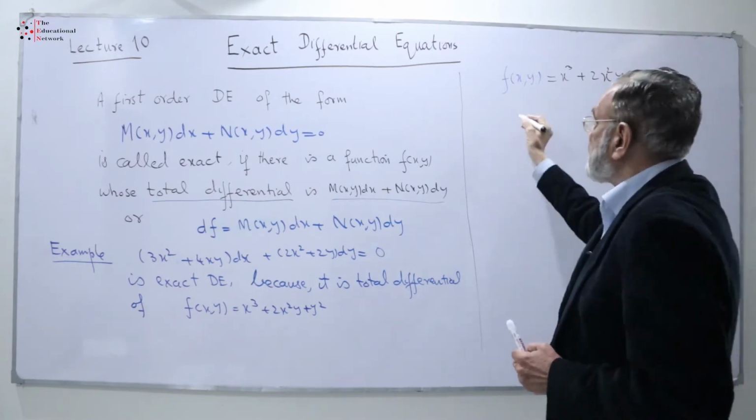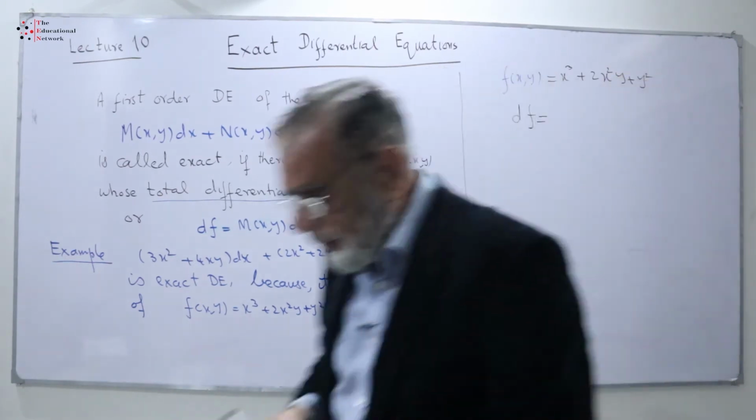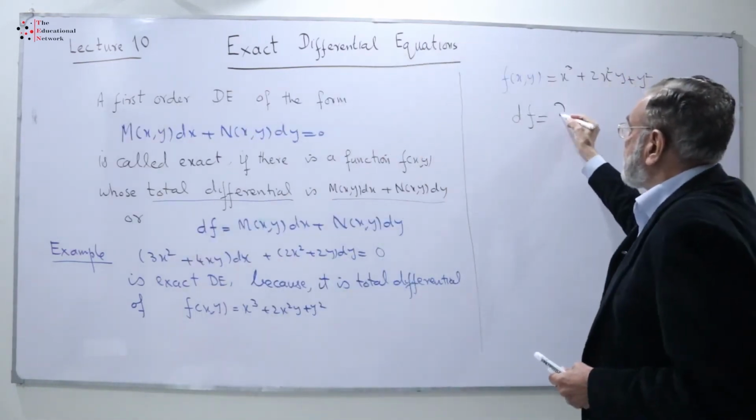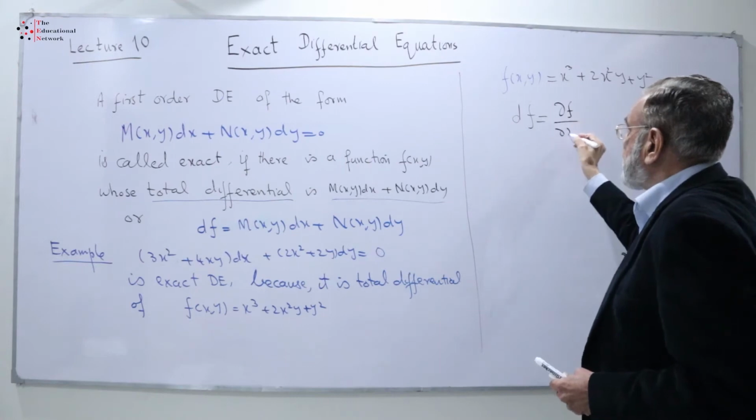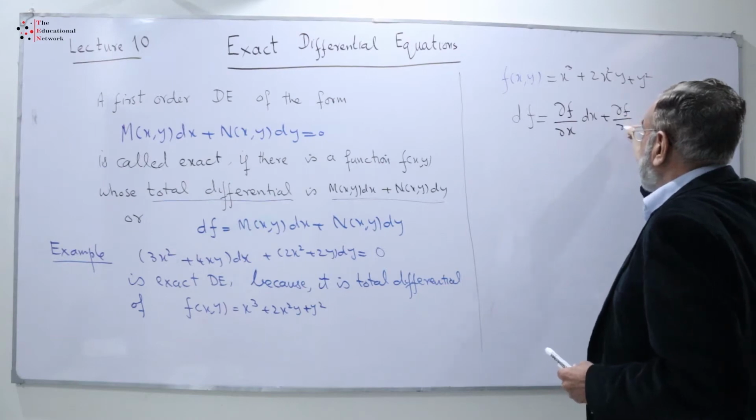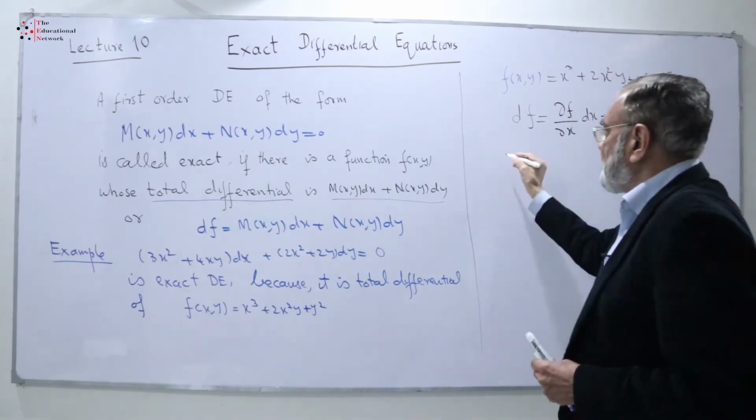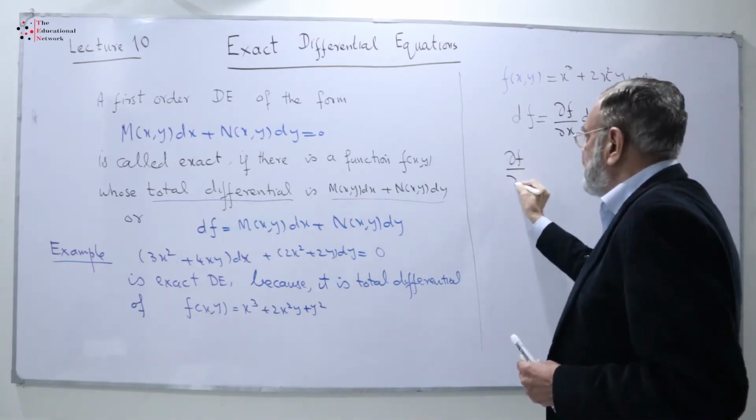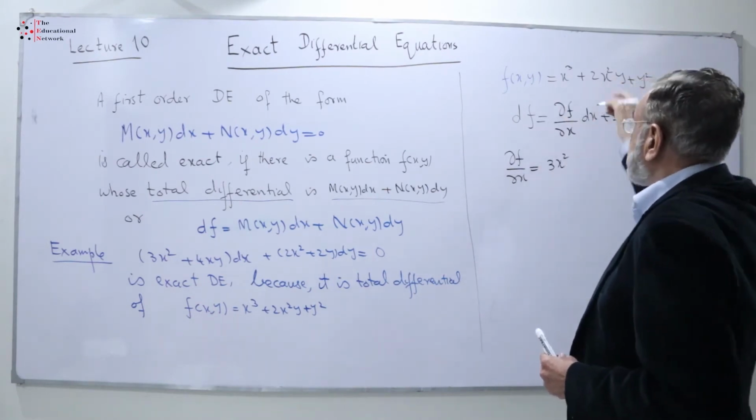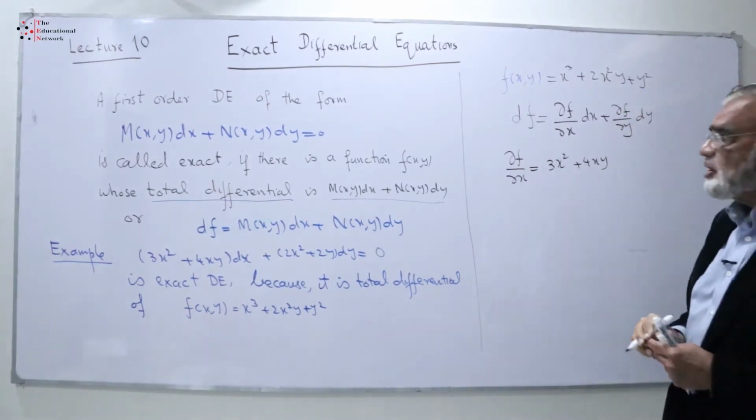Now the total differential df, as you have studied in your calculus, is equal to partial f by partial x, taking the partial derivative keeping y constant, times dx, plus partial f by partial y times dy. Now I take the partial derivative. What's my partial f by partial x? I take y as constant, only x is changing. So I get 3x squared plus 4xy. Since y is constant, y squared is not changing, so that is equal to 0.